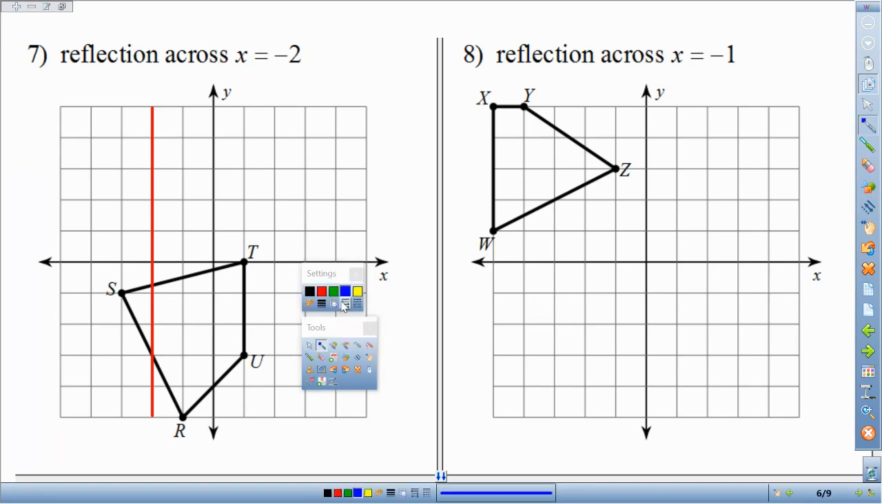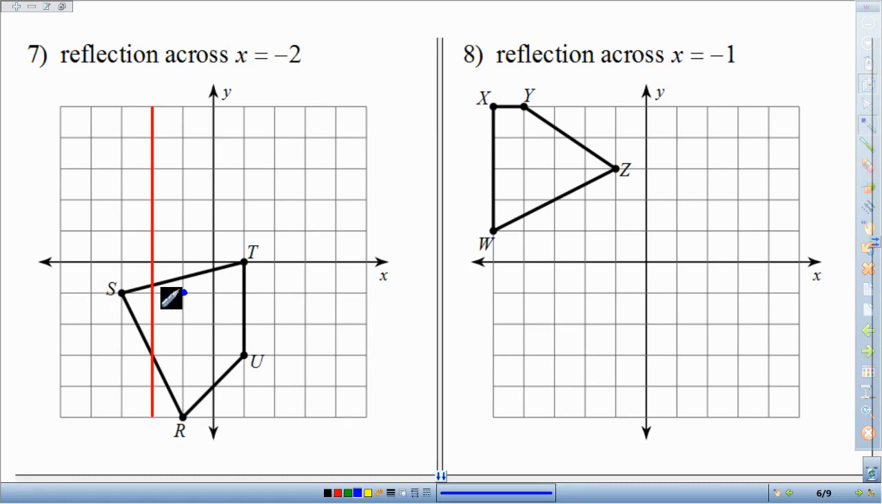Okay, now that we have it, let's go ahead and reflect our points. S is 1 to the left, reflected 1 to the right. T is 3 to the right, reflect 3 to the left. R is 1 to the right, 1 to the left. U, 3 units to the right, reflect 3 units to the left. Okay. Connect the dots. And there we have it. Go ahead and fill it in. I'm going to skip that on mine though.